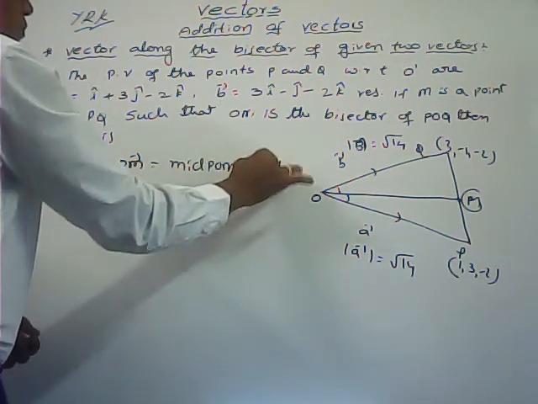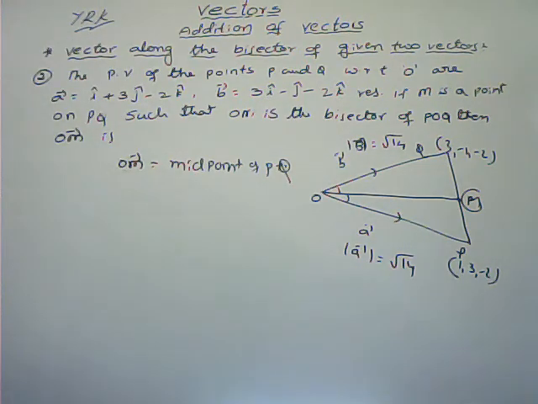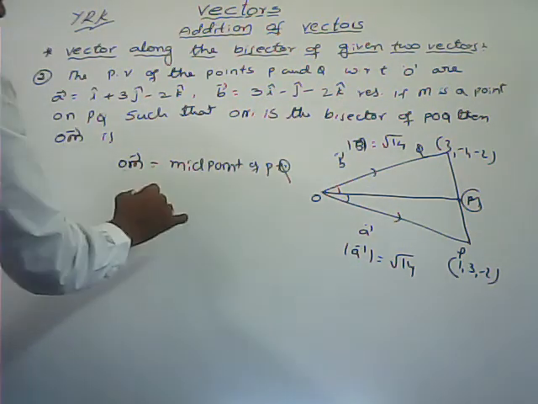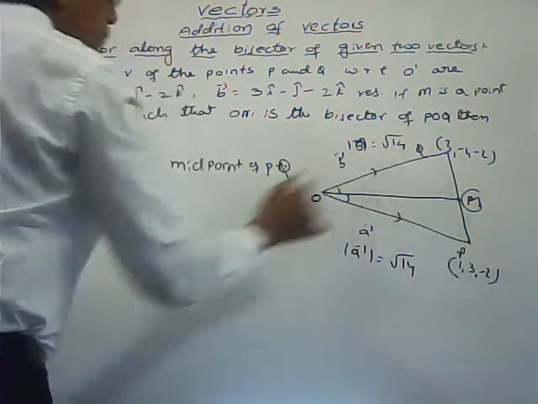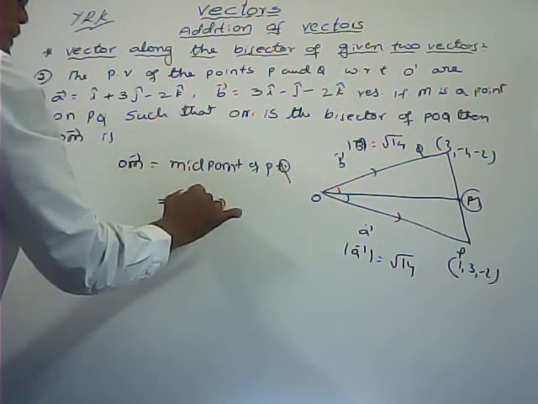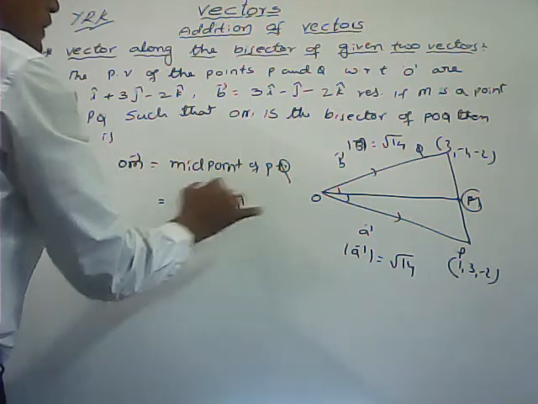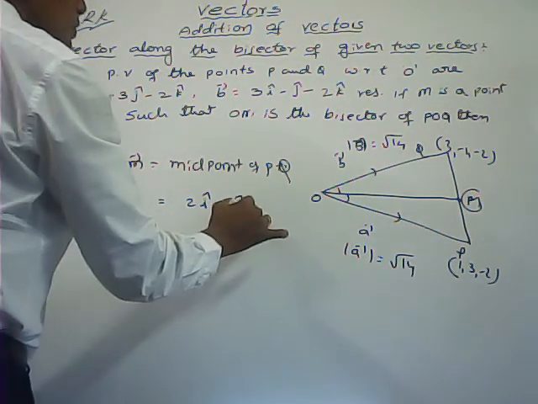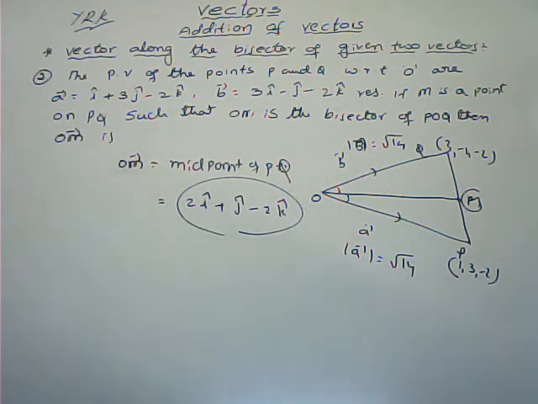Midpoint of PQ. So here this is an isosceles triangle. The angular bisector bisects the opposite side. What is the midpoint of this one? x1 plus x2 by 2. 3 plus 1, 4 by 2, 2 only. 2 into i cap. Minus 1 plus 3, that is 2 by 2, that is j cap. Minus 2 plus minus 2, minus 4 by 2, minus 2 k cap. So this is the bisector of the angle between POQ.